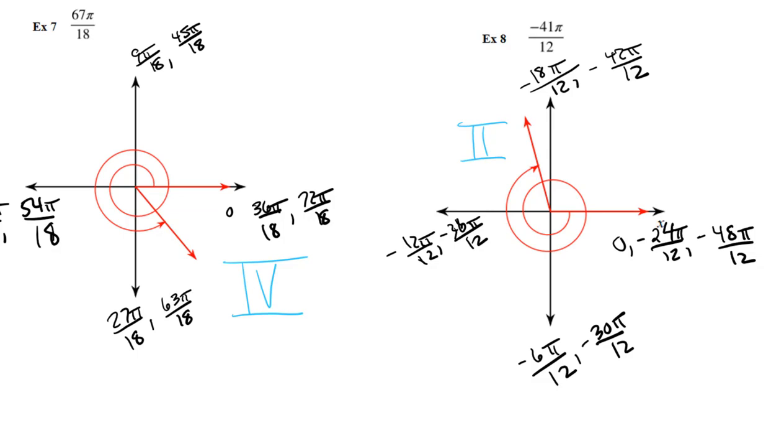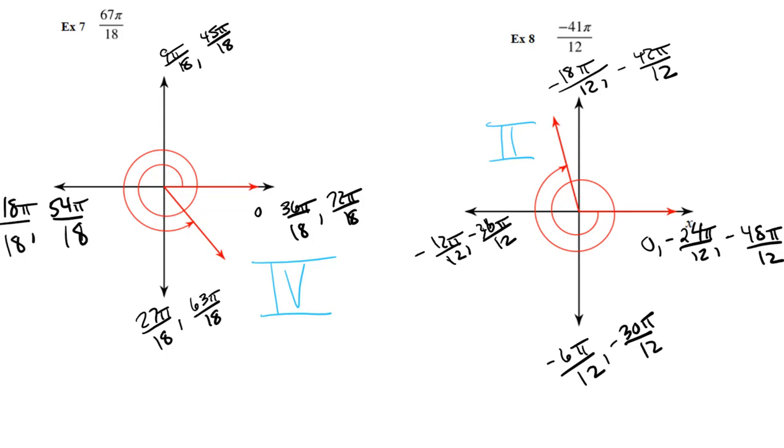And again, pay attention to the patterns, because if you notice the denominator in example 7 is 18, if you double that, you get 36. And that's the difference between 9 and 45. That difference is 36. 18 and 54, that difference is 36. 27 and 63, that difference is also 36. And the difference between 36 and 72 is 36.